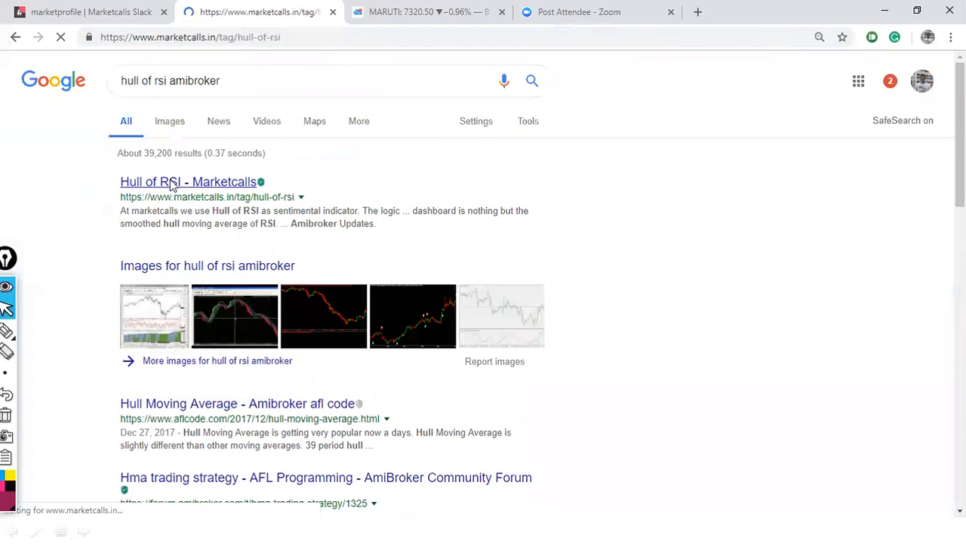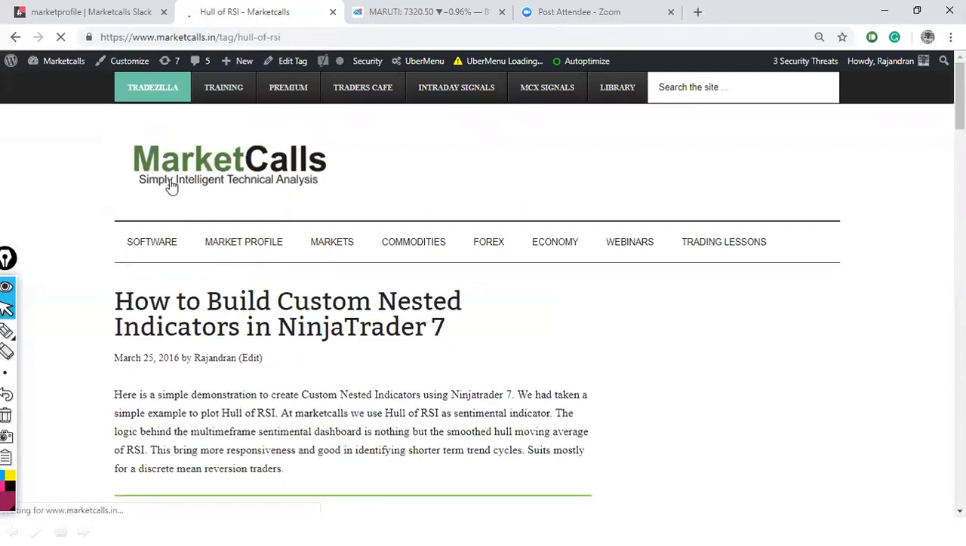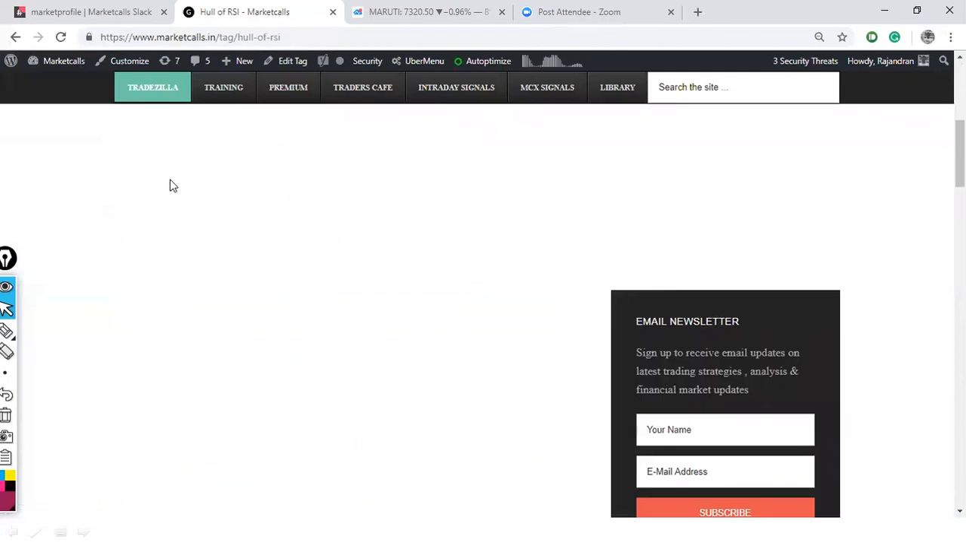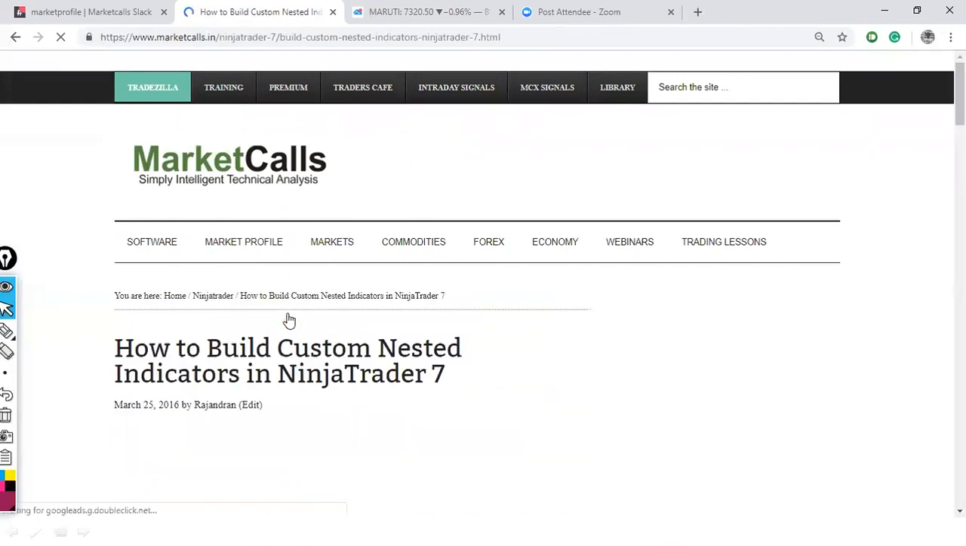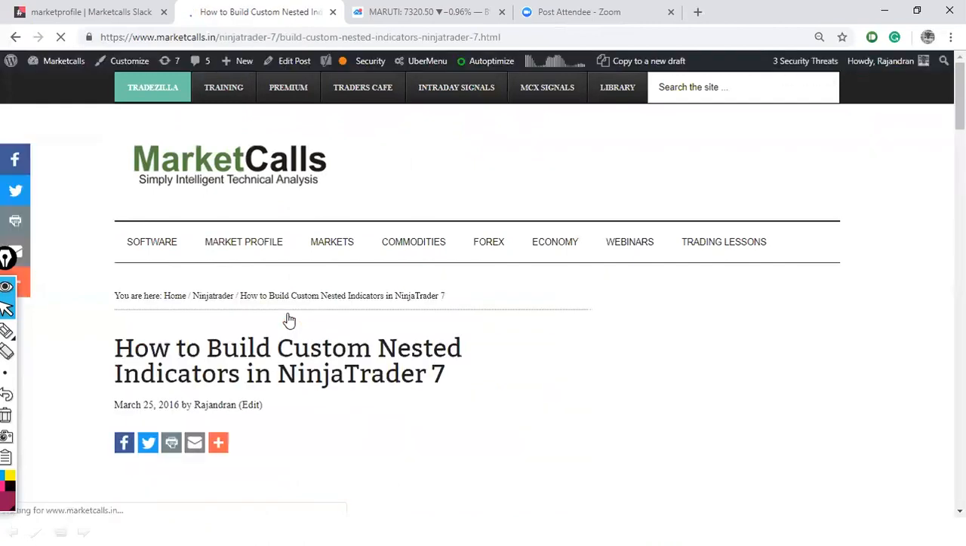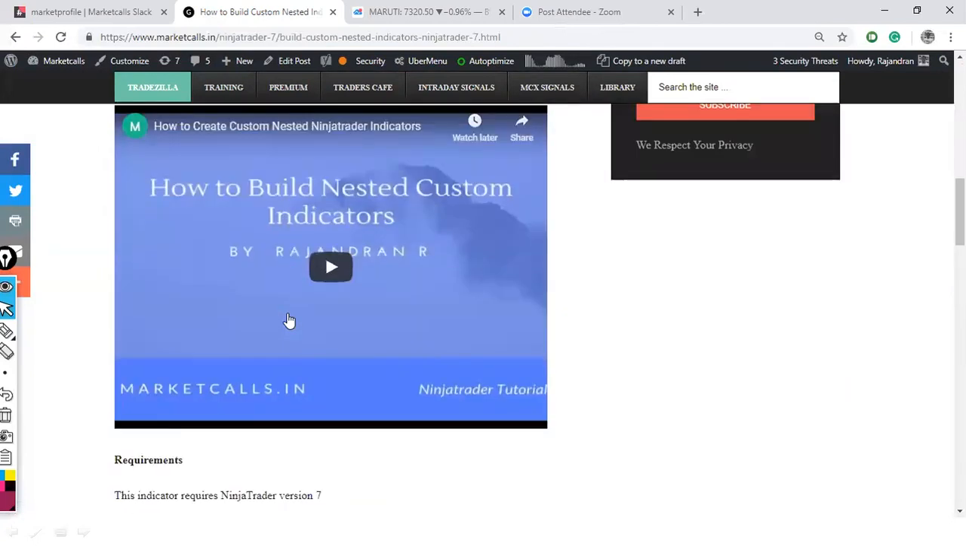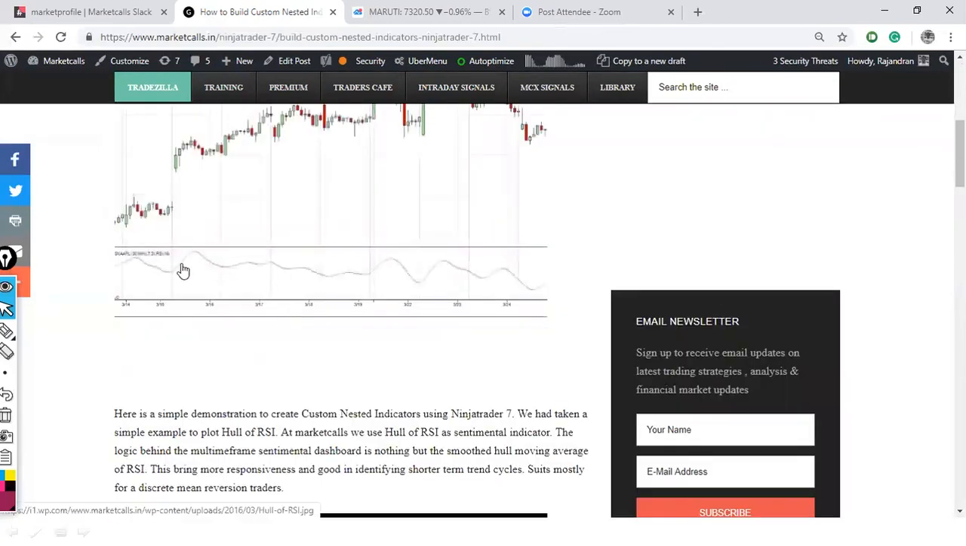It is nothing but a Hull moving average applied on top of the RSI, which is a smooth RSI, by the way. That indicator is available in Ninja Trader 7. I have to recode it in Ninja Trader 8. I haven't done it yet, but yes, maybe we can do it shortly. Where you can see the slope, the slope can be positive or negative. It's not shown in a histogram, but it is positive or negative, something like that.